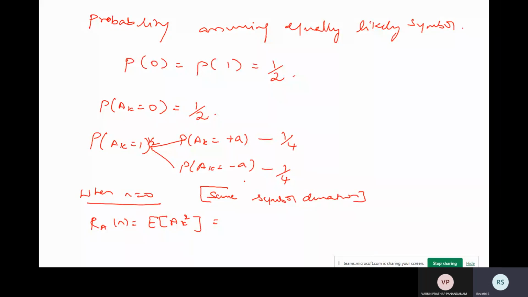So if you are having 0, then you take 0 square multiplied with the probability 1 by 2. Or you may have plus A. So if you are having plus A, you will take plus A square multiplied with the probability 1 by 4. Or minus A. If you are concentrating on the symbol duration, minus A whole square with the probability 1 by 4. So here if you add everything, you get A square by 4 plus A square by 4, which is nothing but A square by 2. Okay, so this completes the case when n is equal to 0.